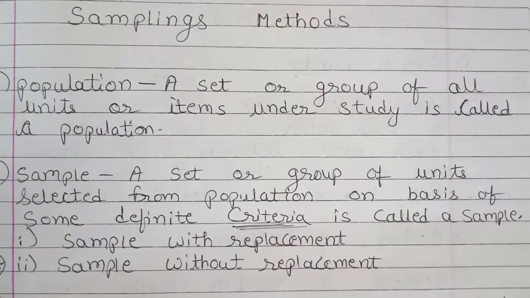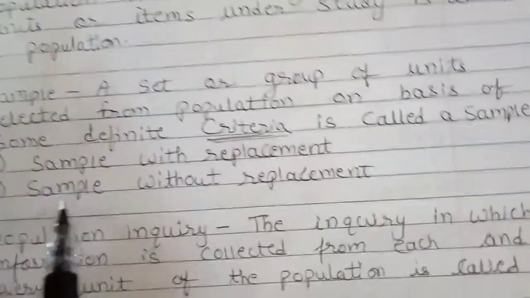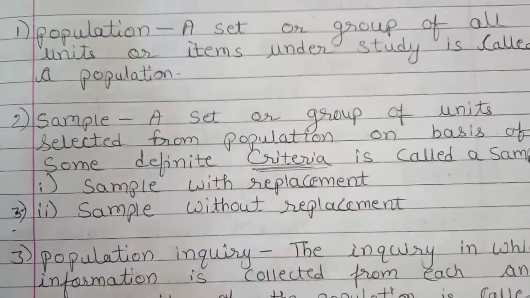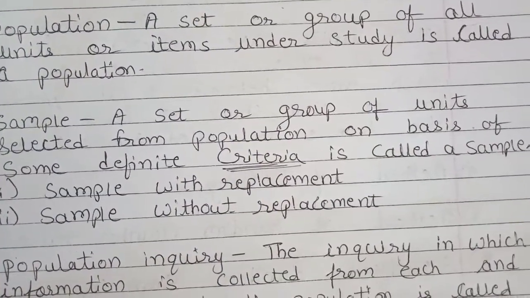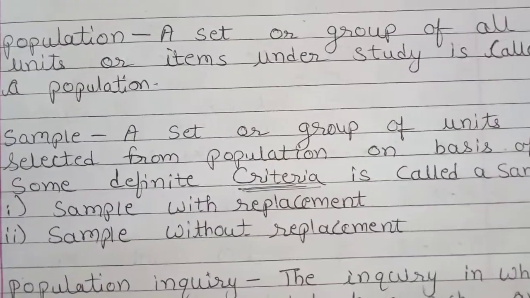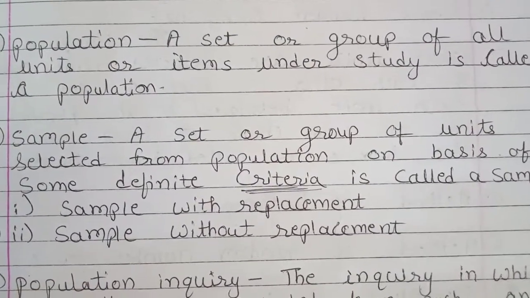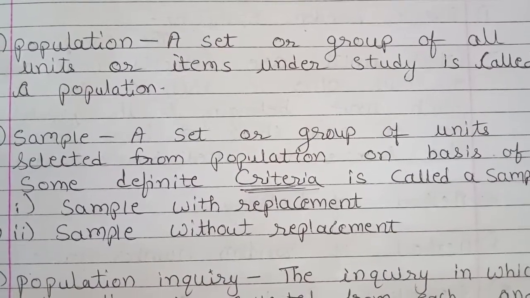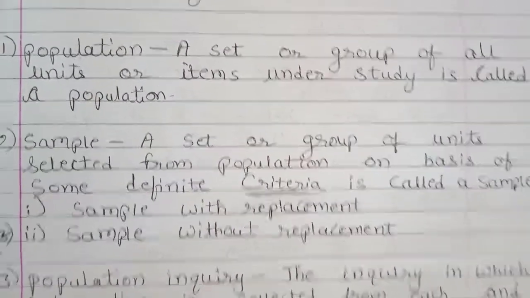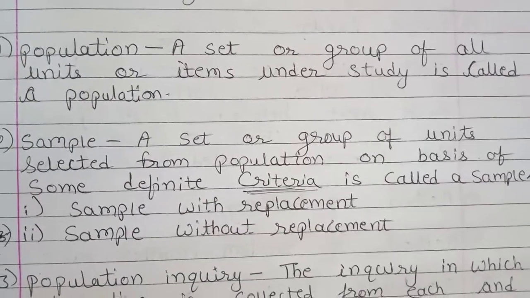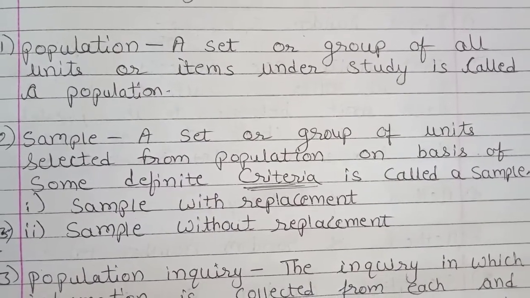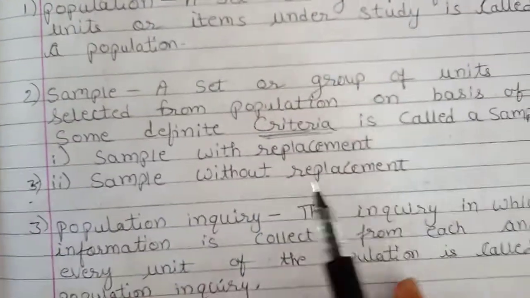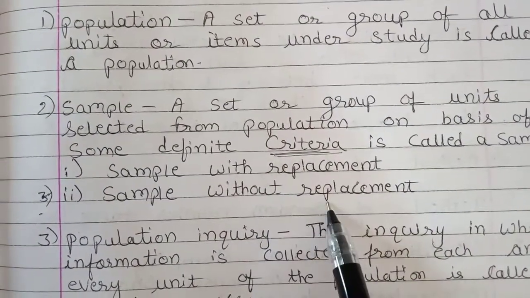Now here we have two types: sample with replacement and sample without replacement. In sample with replacement, the unit selected is first drawn and then replaced back before selecting the second sample. And sample without replacement means first we select the unit and then we do not replace it before selecting the second sample. So with replacement, we replace the unit once it gets selected at first, and here we are not replacing it.